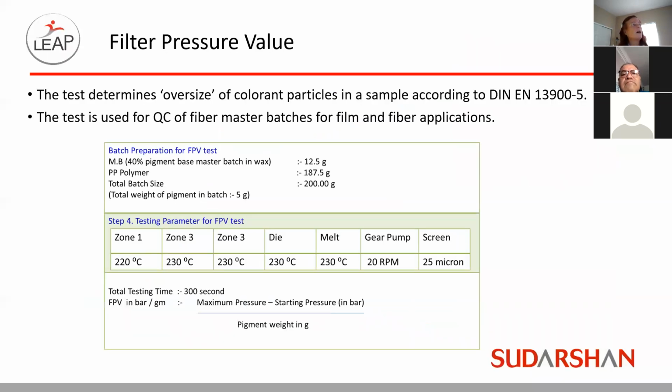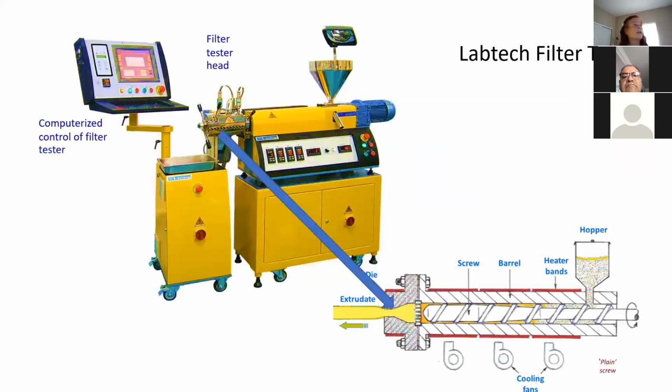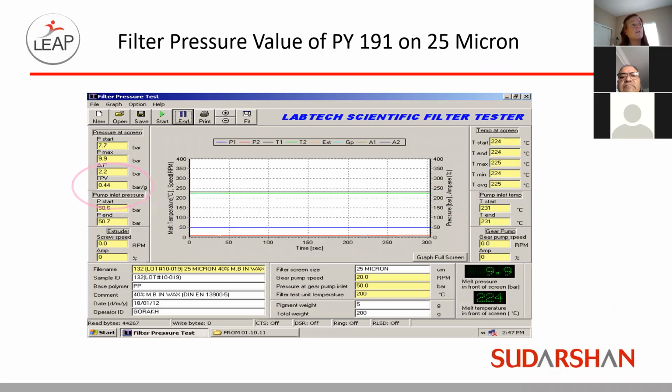Filter pressure value is a measure of the dispersibility, and primarily for film and fiber applications. And this is expressed in bars per gram of pigment, along with the specification of the screen size that is used. So here is an example of the equipment that we use here at Sudarshan to test the FPV value. And then here is a snapshot of an example of what the testing provides us.